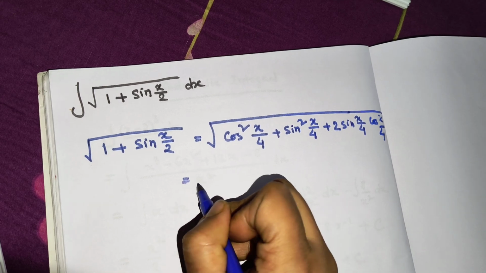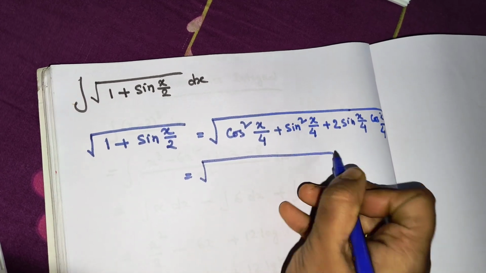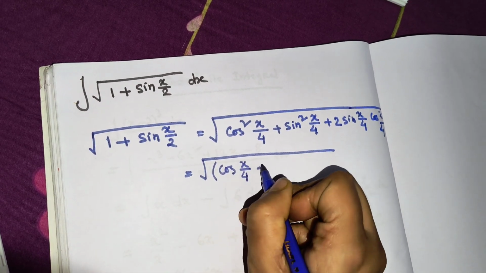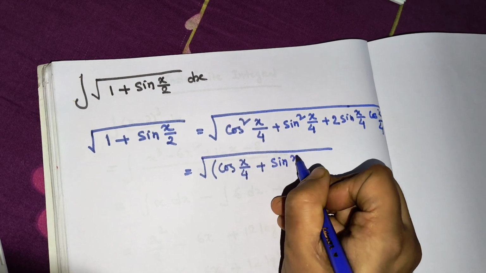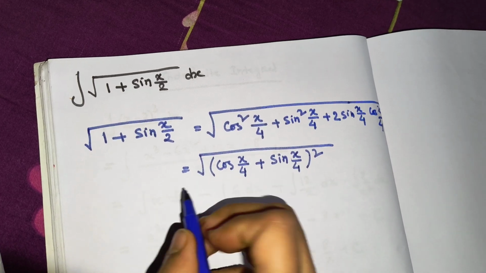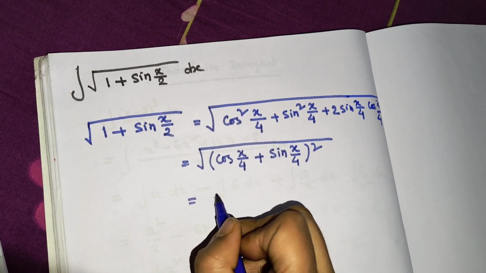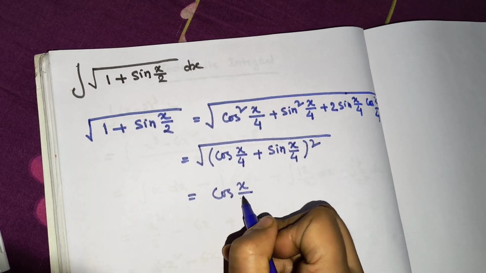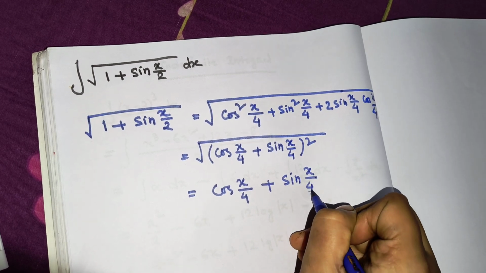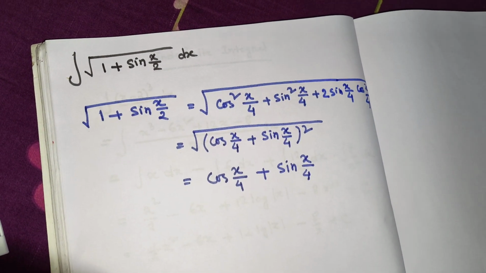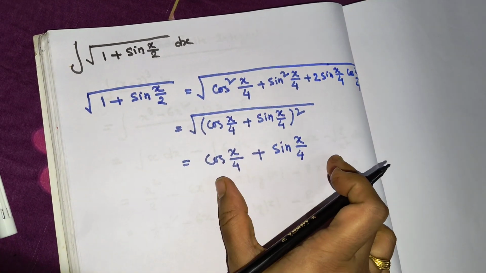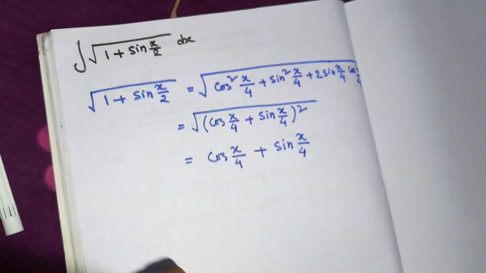Okay, and we minimize this equation as cos of x by 4 plus sin of x by 4 whole square. Now we remove the root over. So we get the equation cos of x by 4 plus sin of x by 4. Okay. So now we put this equation in this form.